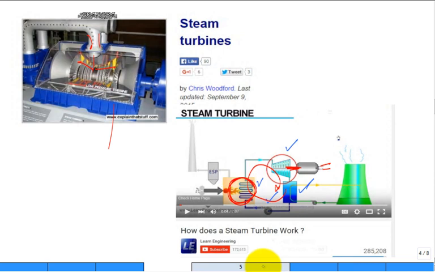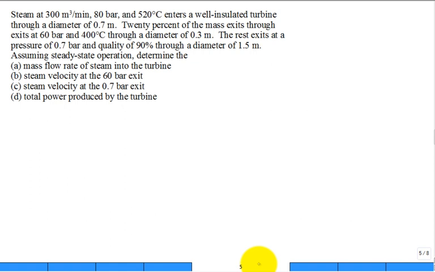So that steam is going in a loop through these components. But we study each of those components in this chapter. Should we solve a problem? So let's take a look at this problem.